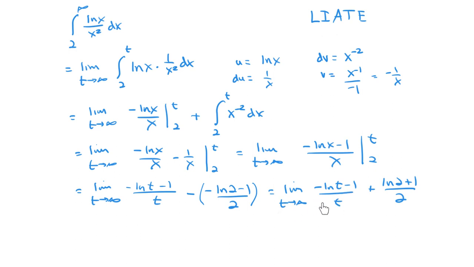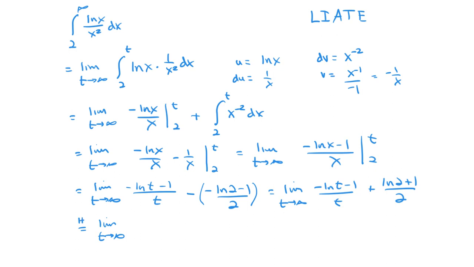Because if you look at this limit, we've got negative natural log of t. Well, as t goes to infinity, this goes to infinity. So this is really negative infinity over infinity. Right, it's the indeterminate form. So what we can use is L'Hopital's rule to work on this. So let's say this is equal to the limit as t approaches infinity. I'm going to put this little h here so that everybody knows we're using L'Hopital's rule.